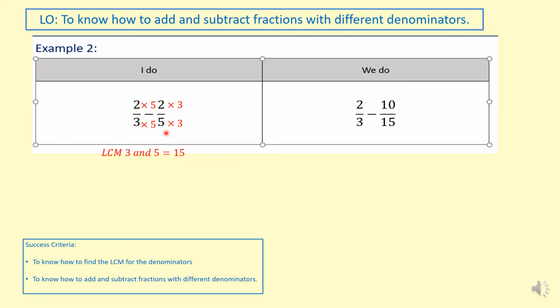Now you're going to write the equivalent fraction for them. 2 times 5 is 10 over 15, so that's the first fraction. Then subtract the second fraction, which is 6 over 15. Now we have the same denominator, so I'm going to write one of the denominators and subtract the top. 10 take away 6 is 4, so 4 over 15. Double check, I can't simplify my answer, so that's going to be my last answer. Now pause the video and have a go with the video question, please.